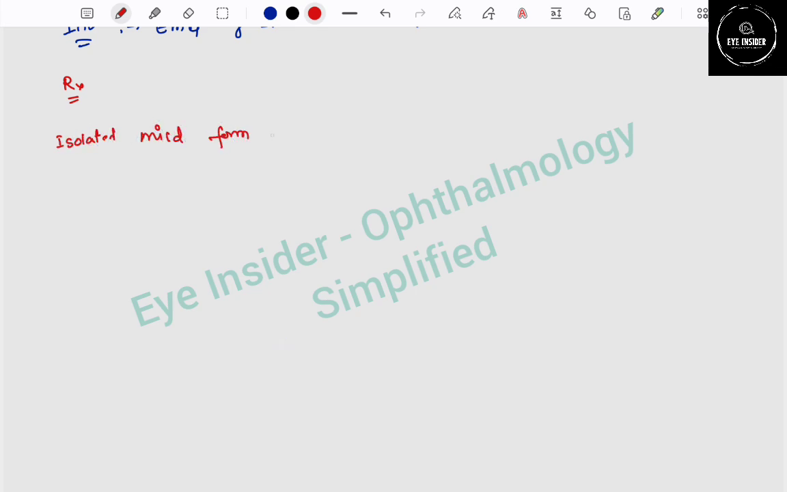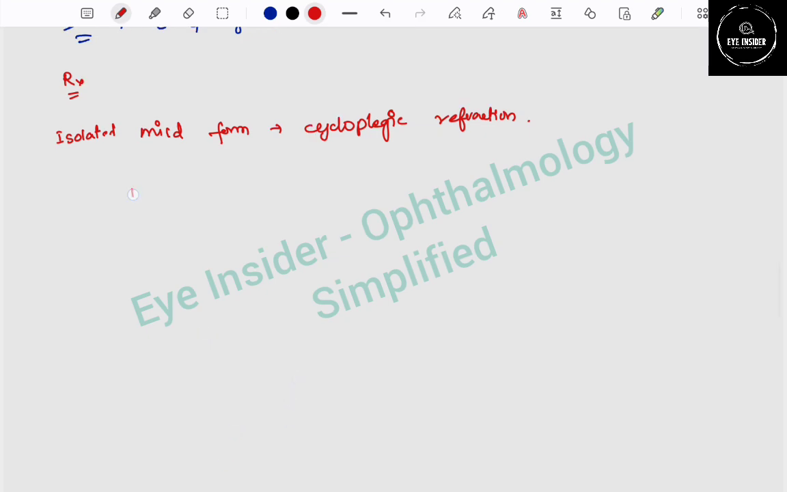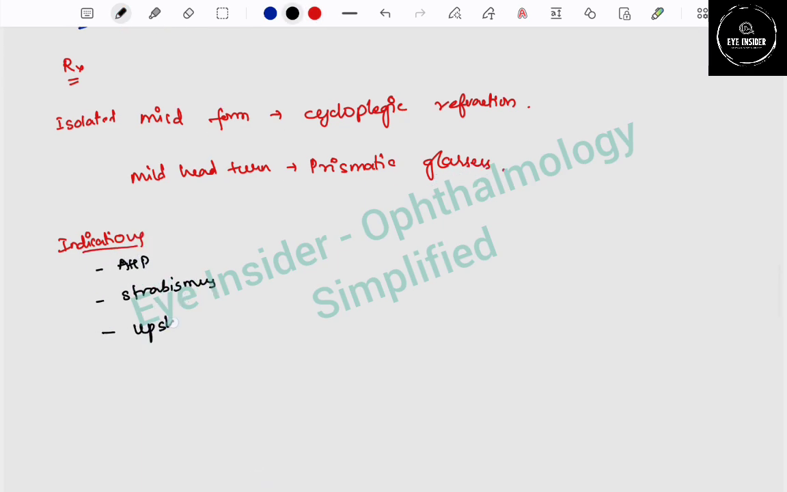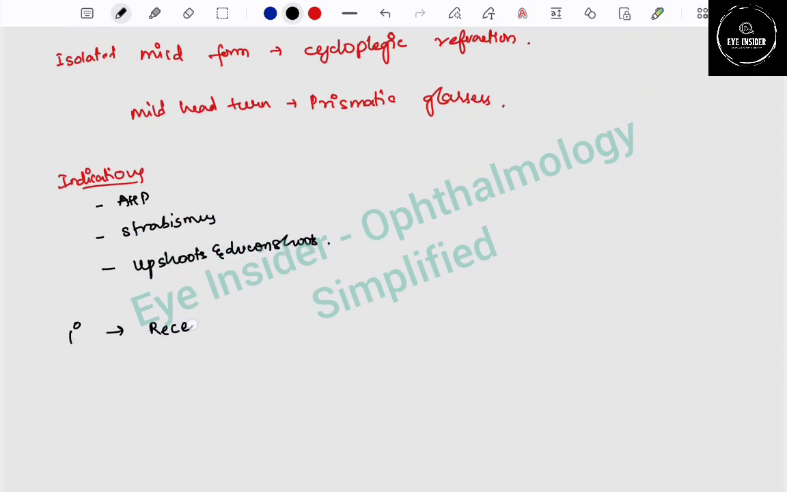The investigation is EMG of the lateral rectus, which shows firing on adduction. The treatment in the mild forms is with cycloplegic refraction, and a mild head turn can be corrected with prismatic glasses. The indications for surgery include very severe abnormal head posture, strabismus and the upshoots.